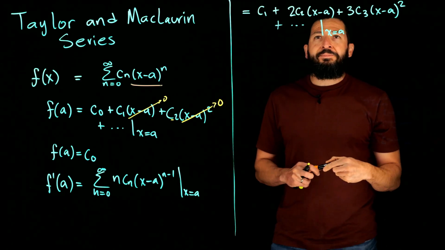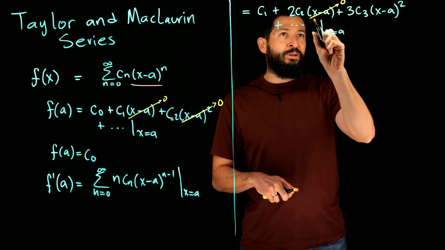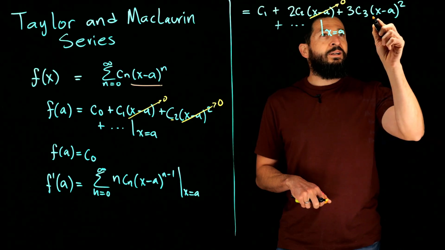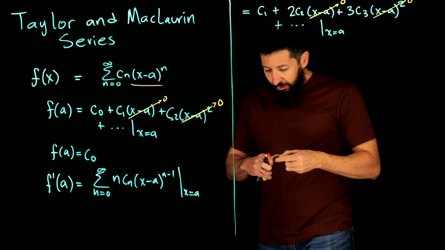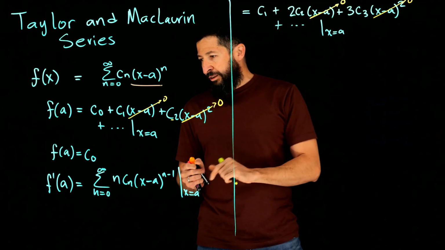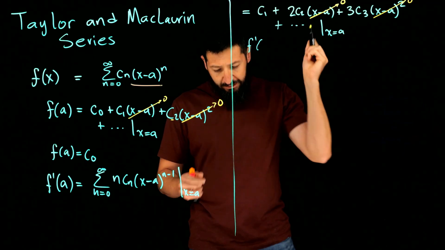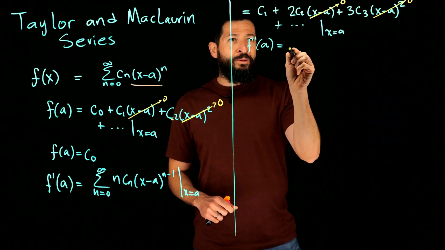Notice now that the higher order terms cancel, because when I evaluate x equals a, I get a minus a, which is 0. Same here, and all of the tail end of the series also becomes 0. So I'm going to have that f prime at a is going to be equal to c1.